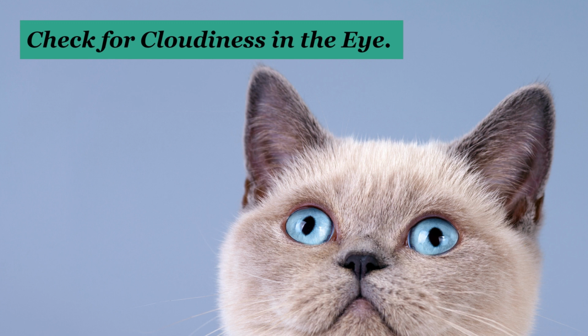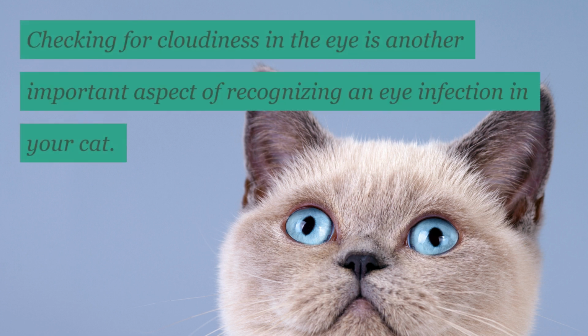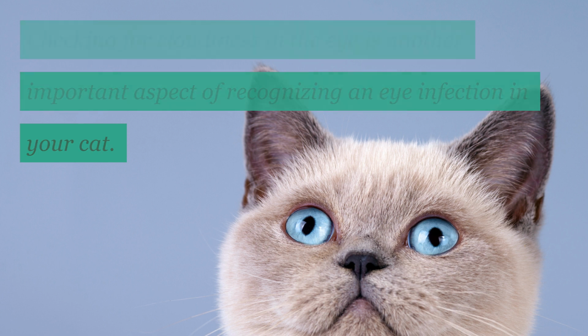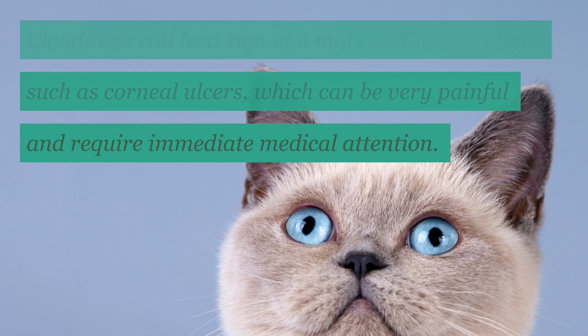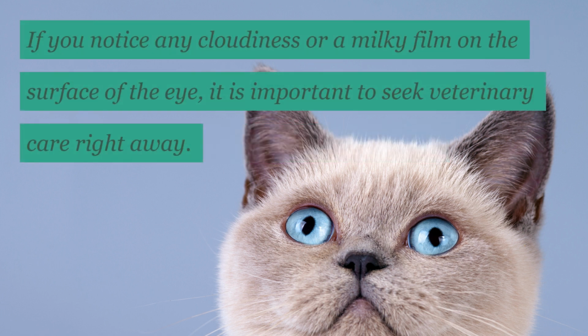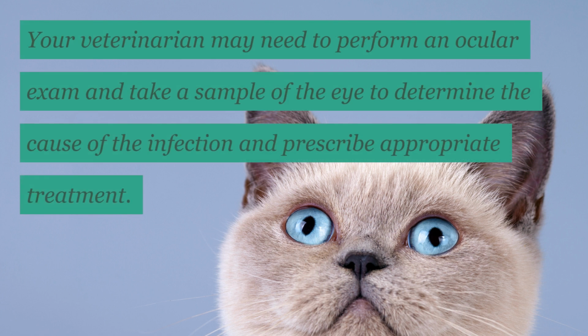Check for cloudiness in the eye. Checking for cloudiness in the eye is another important aspect of recognizing an eye infection in your cat. Cloudiness can be a sign of a more serious infection, such as corneal ulcers, which can be very painful and require immediate medical attention. If you notice any cloudiness or a milky film on the surface of the eye, it is important to seek veterinary care right away. Your veterinarian may need to perform an ocular exam and take a sample of the eye to determine the cause of the infection and prescribe appropriate treatment.